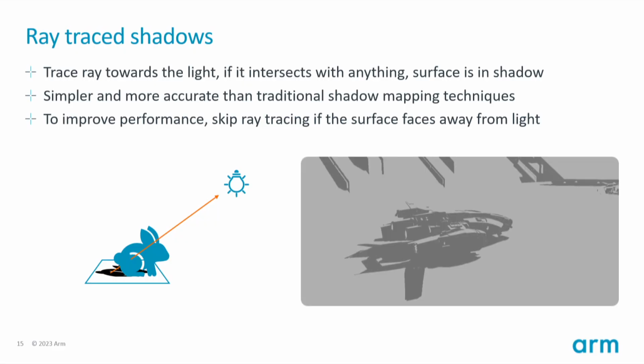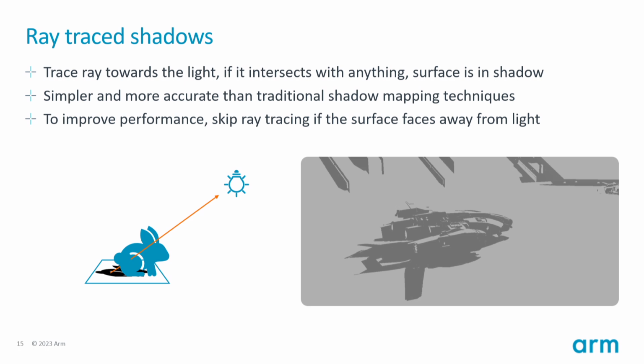We can achieve high quality shadows by tracing one ray per pixel toward the light. In this case, you can see on the left side the rabbit and the plane. For a pixel on the plane, we can see that some pixels will hit the rabbit object as they travel toward the light. And those are the pixels that will be in shadow.